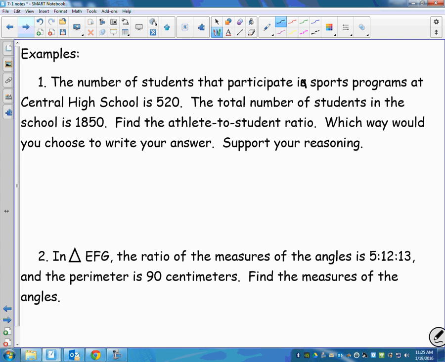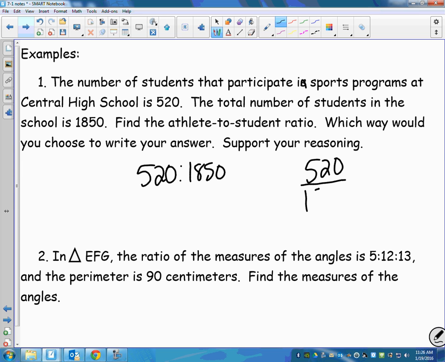Grace, what did you write? Two ones up here. Colon. Students, two athletes, so that has to go first. Did anybody write it as a fraction?